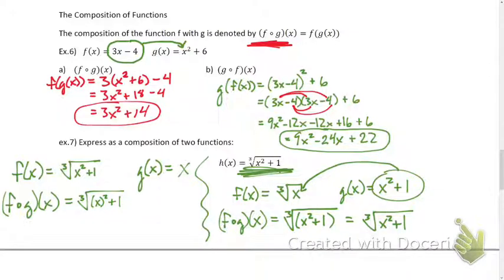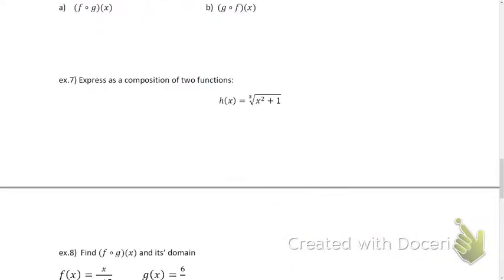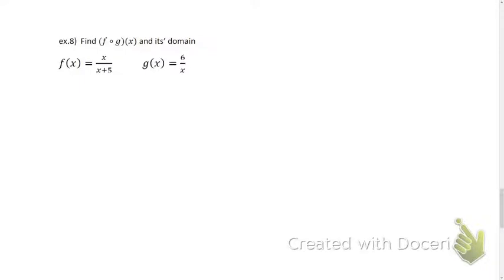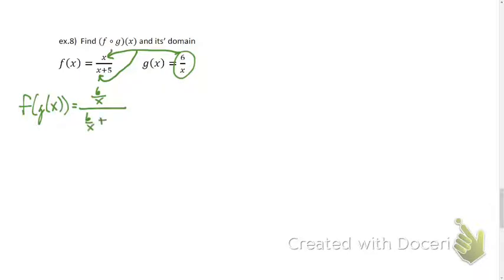All right, one last problem we worked is kind of rough. So number 8, we have 2 fractions, which means when we do the composite, we're going to get a fraction in a fraction. F composite G means I need to put that fraction right here and right there. So it looks a little messy at the beginning. So I have 6 over x over 6 over x plus 5.